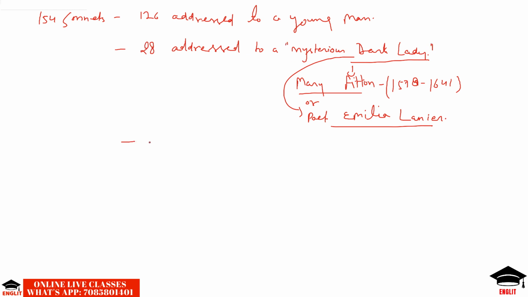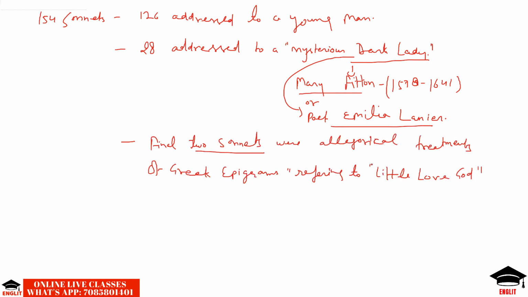However, the last two sonnets were allegorical treatments of Greek epigrams, which referred to the little love god Cupid. So basically, the address goes to the little love god, who is Cupid. In that way, it can be said that 26 were addressed to this dark lady, and the final two were the allegorical treatments of Greek epigrams that referred to the little love god.